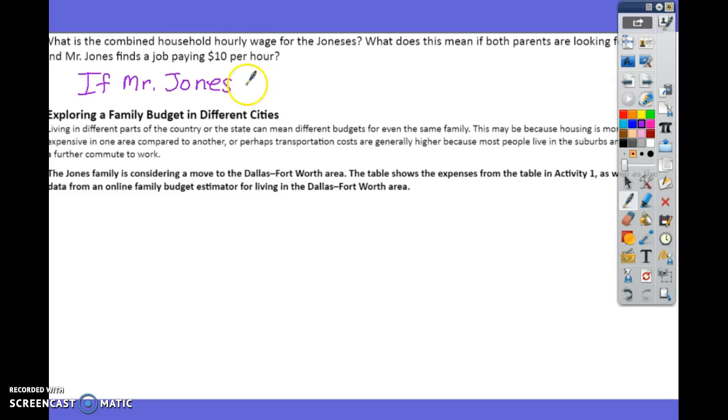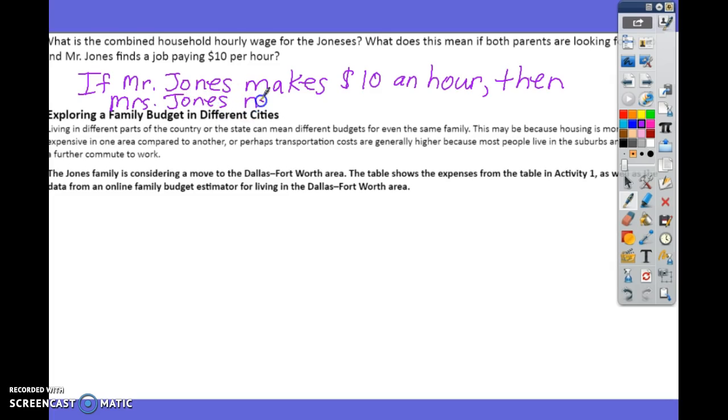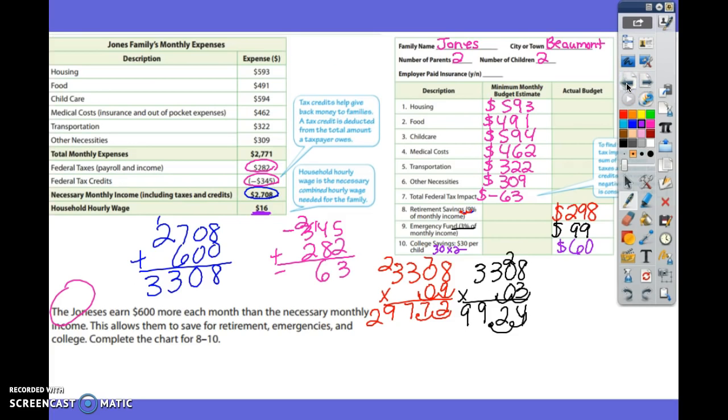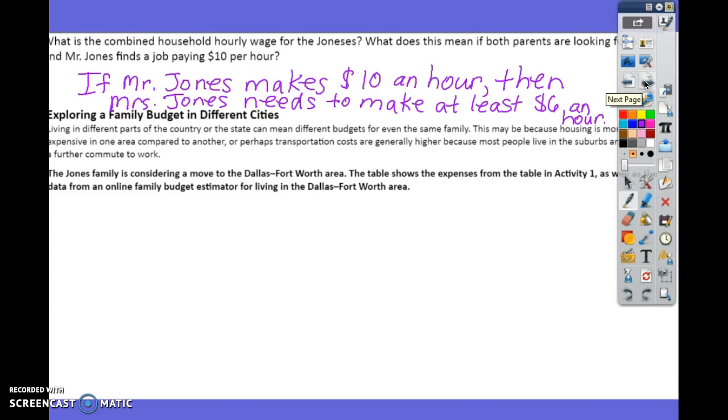So if Mr. Jones makes $10 an hour, then Mrs. Jones needs to make at least $6 an hour. So we're going back to the chart that tells us that their household hourly wage needs to be $16 an hour for them to be able to meet their budget. So if Mr. Jones has a job for $10 an hour, Mrs. Jones needs a job for $6 an hour.